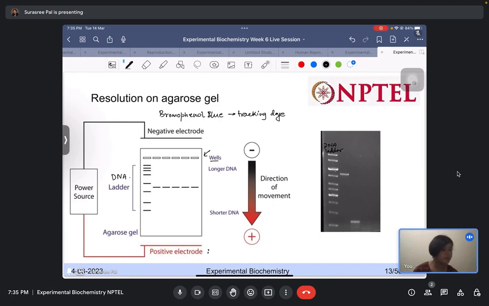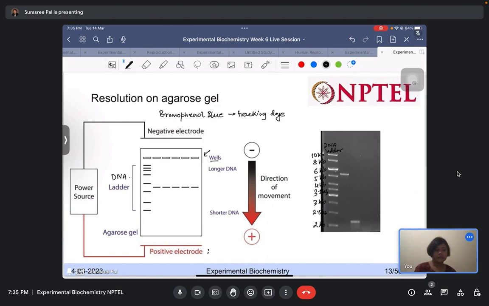So for example, from the top it is a 10 kb, then the next band is 8 kb, 6 kb, 5 kb, 4 kb, 3.5 kb, 3 kb, 2.5 kb, 2 kb, and all that, right?